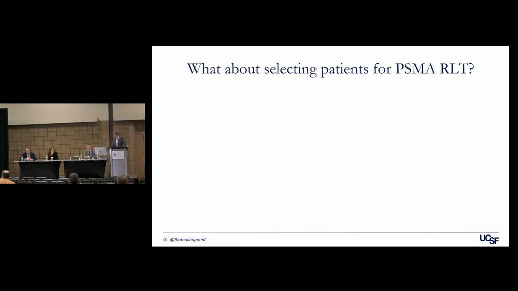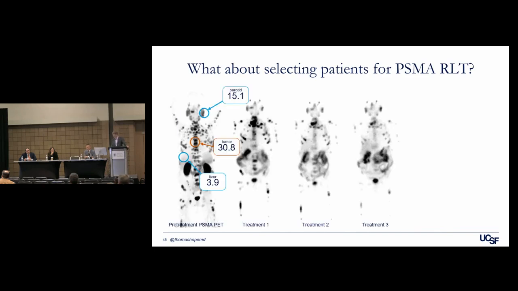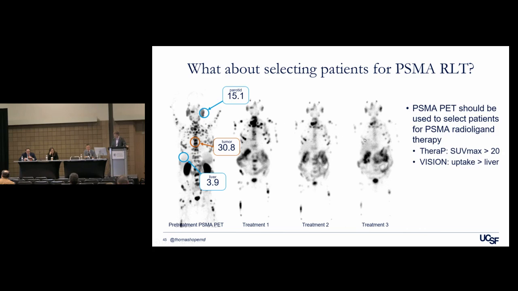Now, what about selecting patients for PSMA RLT? So here's a patient, PSMA PET, you have your parotid, has an SUV max of 15, the tumor's 31, the liver's 4. This patient clearly meets criteria for PSMA RLT, and you can see that the PSMA PET, in essence, predicts the uptake on subsequent doses, right? So this is the post-cycle 1 image. This is done with a SPECT scanner, right? So you can have a planar image done on a SPECT scanner, and you can see the response over time. And so PSMA PET should definitely be used to select patients.